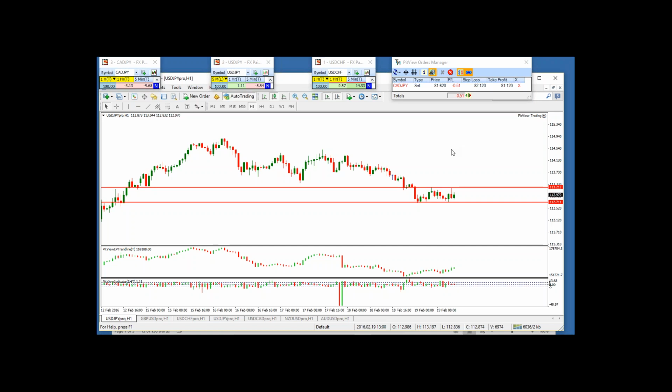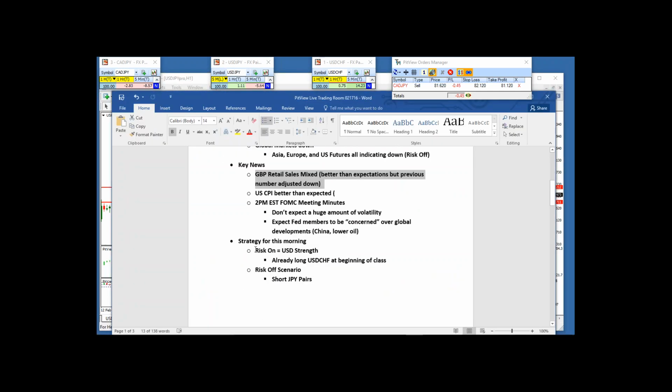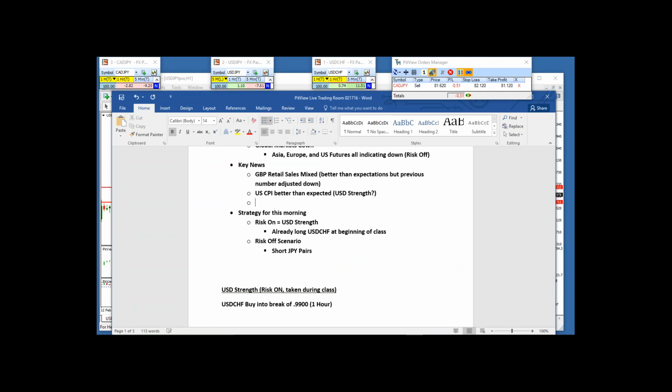You would love it if this can break down further on the dollar yen, because that would work out very well for us. But since our risk is essentially risk on today, let me put this under the strategies. Meeting minutes didn't do much. US CPI better than expected. I'm going to put a question mark by that. We'll talk about that here in just a second.